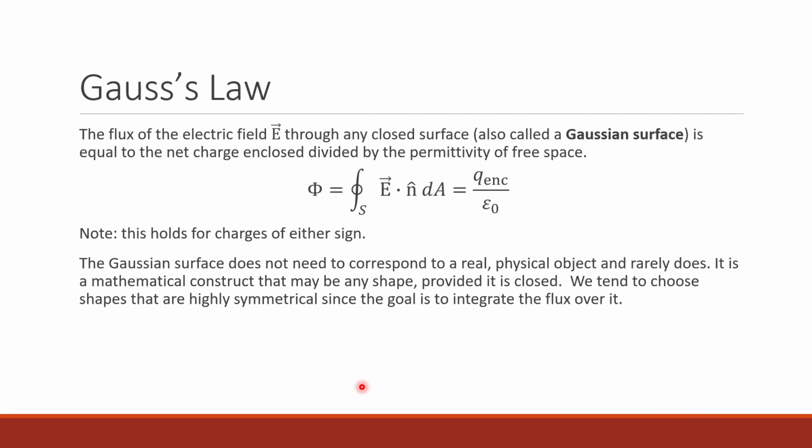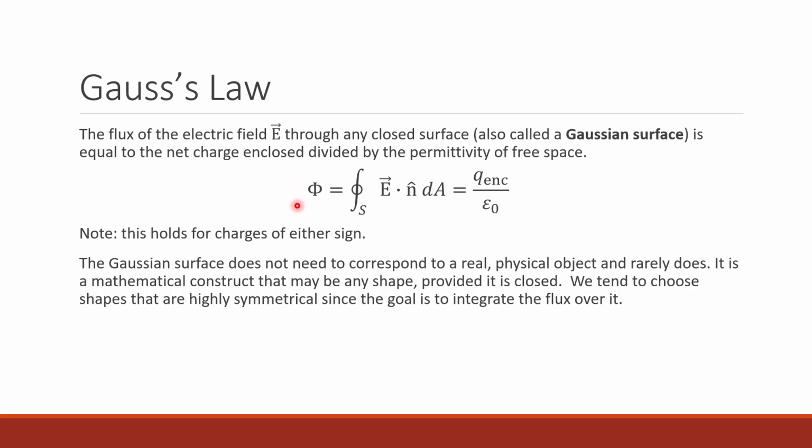All right, so let's go ahead now and give Gauss's law a technical definition. The flux of an electric field E through any closed surface, or a Gaussian surface, is equal to the net charge enclosed divided by the permittivity of free space. So this is what we just used. We used an example of the spherical surface, and we found this exactly, okay?